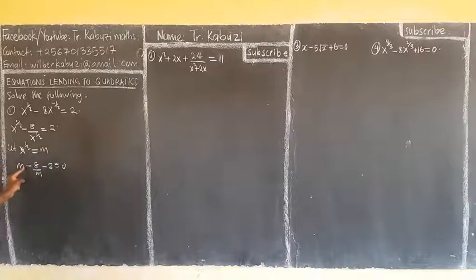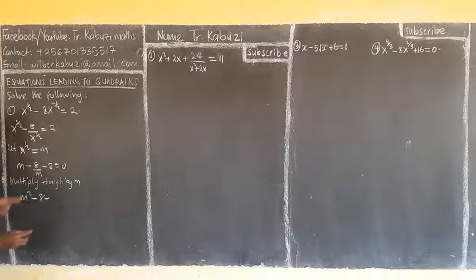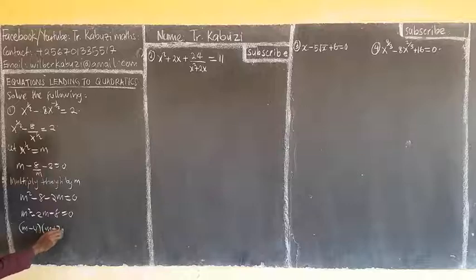So I can multiply through by m. Now multiply here m, I have m squared. Multiply here m, I'll be having 8, then multiply here m, I have 2m, multiply here I have 0. This is the same as m squared minus 2m minus 8. So I can factor this as m minus 4 into m plus 2 equals 0. So either my m is 4 or my m is negative 2.